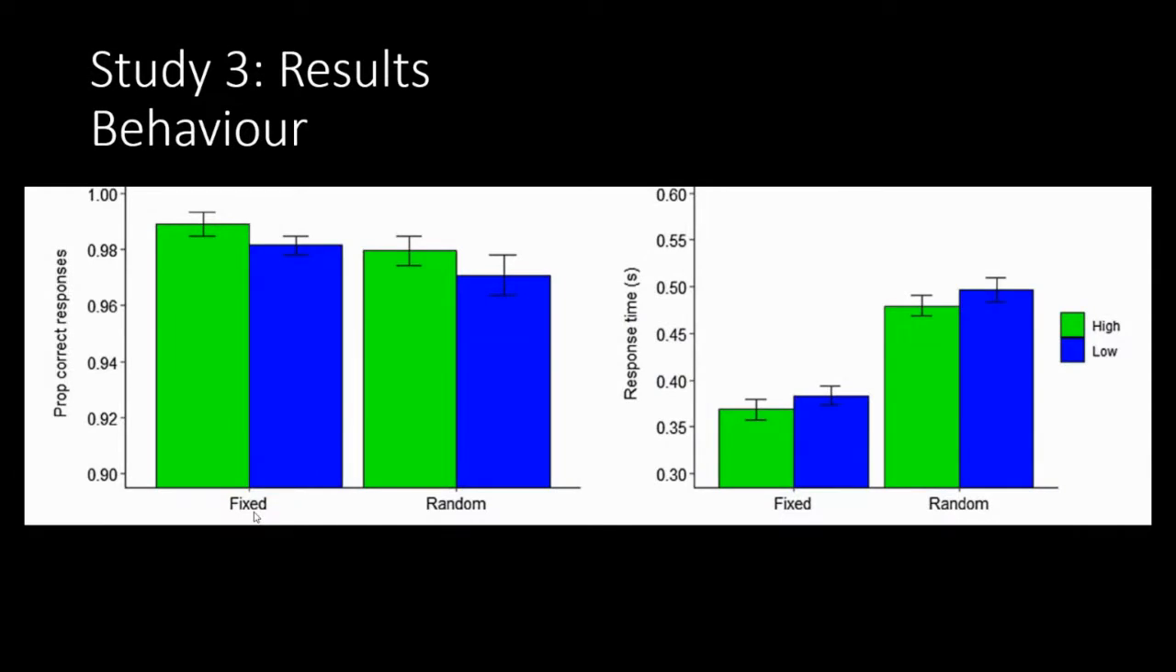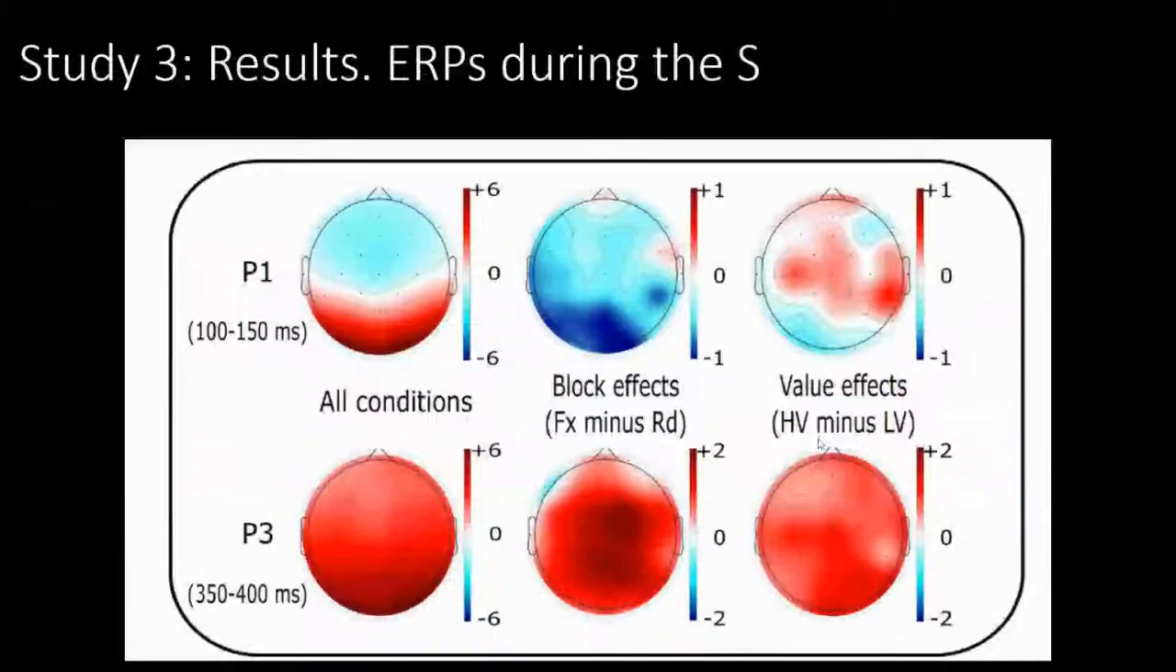And here we have the behavioral results. What we see here is that participants had better performance in the fixed blocks, you see more accuracy and lower response times, and also in high value trials. So people put more effort into the high value trials than the low value trials, which makes sense.